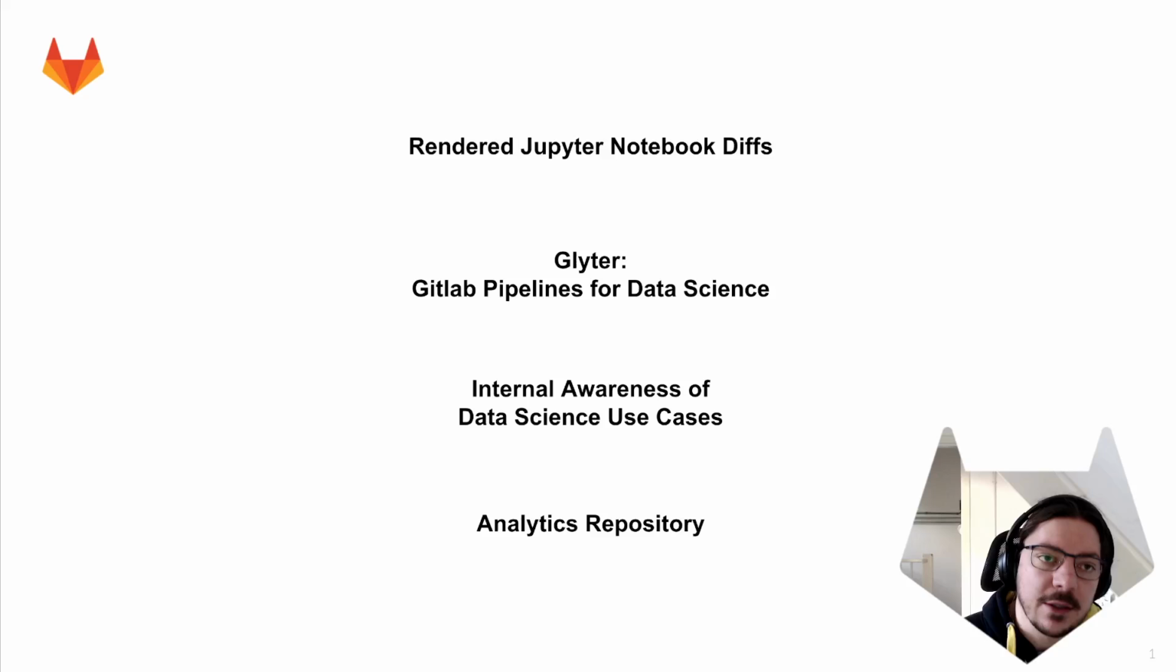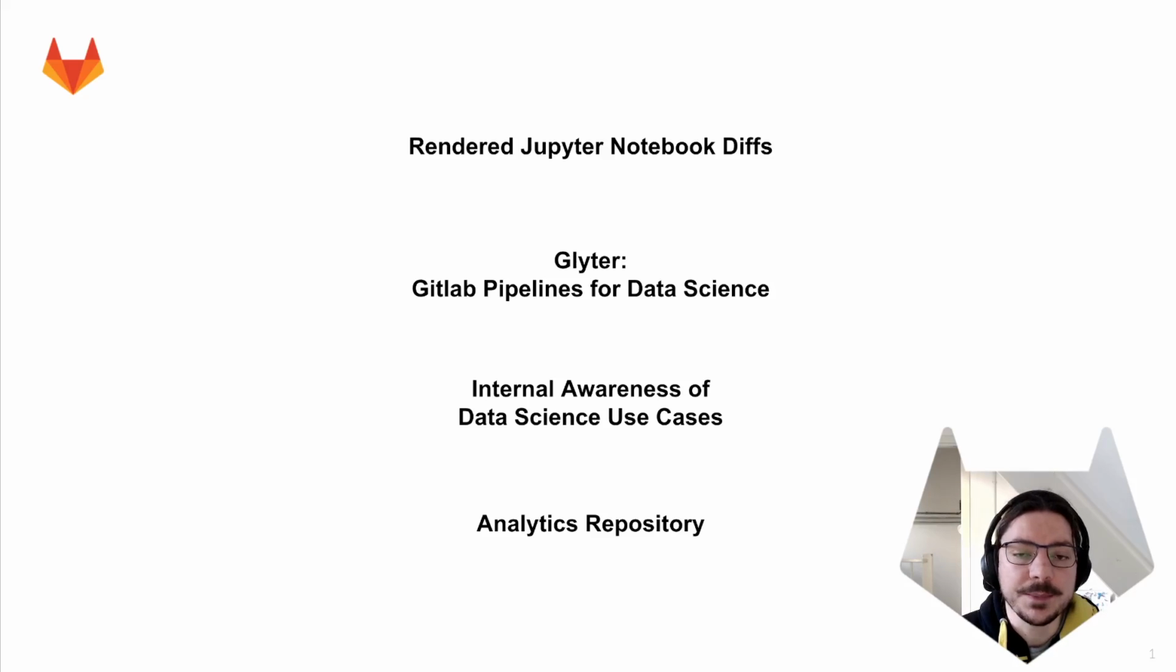Following up on the previous update, where I shared what I'll be working on in the next few months, there are four areas that we are mainly looking at. First is rendered Jupyter Notebook diffs, Glitter, running pipelines for data science within GitLab, increasing awareness of the data science use cases within GitLab, and analytics repository. So these are the four areas. I'm going to start splitting my updates on this one.